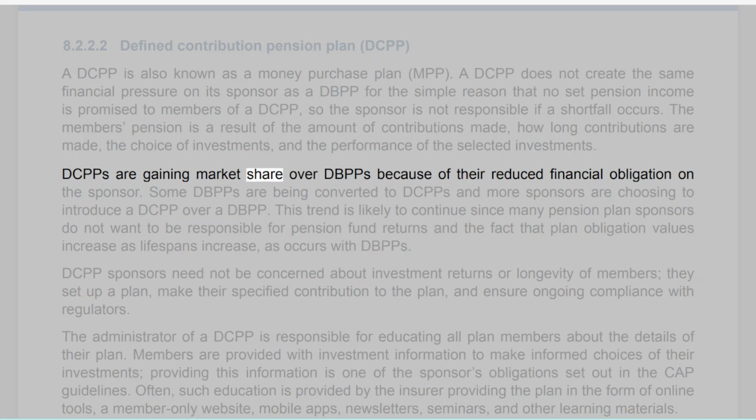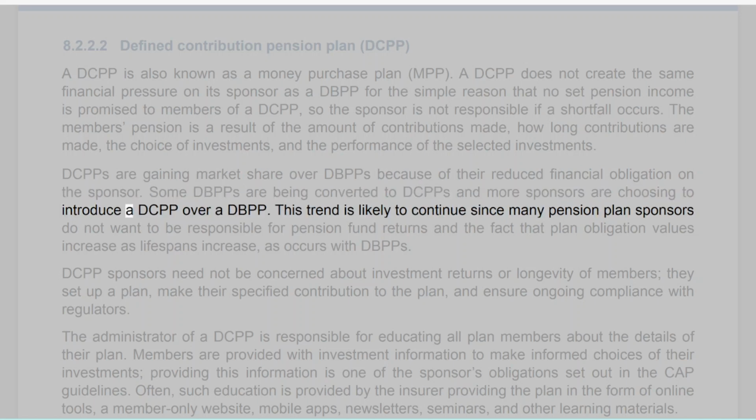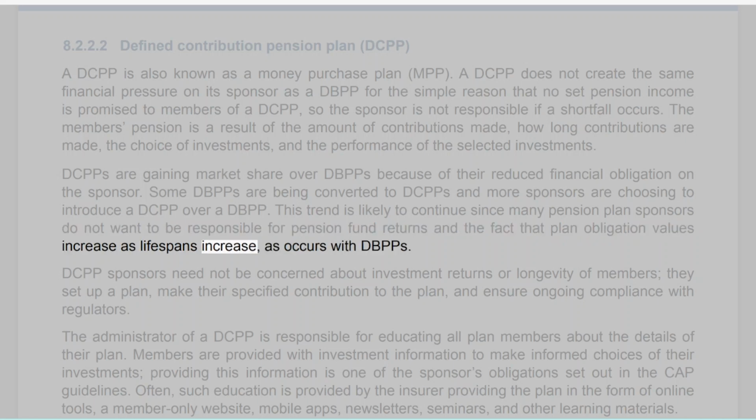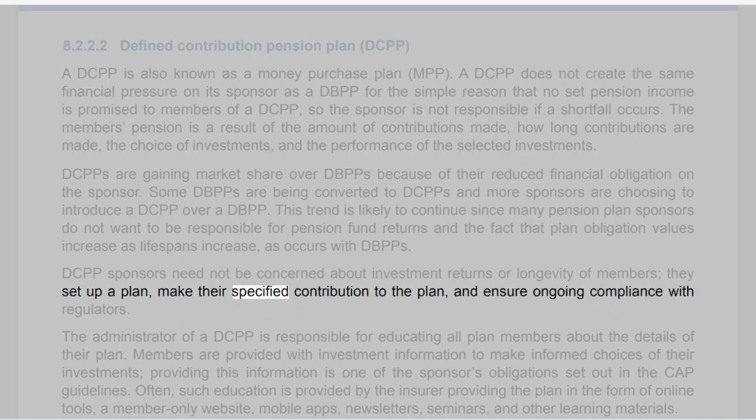DCPPs are gaining market share over DBPPs because of their reduced financial obligation on the sponsor. Some DBPPs are being converted to DCPPs, and more sponsors are choosing to introduce a DCPP over a DBPP. This trend is likely to continue since many pension plan sponsors do not want to be responsible for pension fund returns, and the fact that plan obligation values increase as lifespans increase, as occurs with DBPPs. DCPP sponsors need not be concerned about investment returns or longevity of members. They set up a plan, make their specified contribution to the plan, and ensure ongoing compliance with regulators.